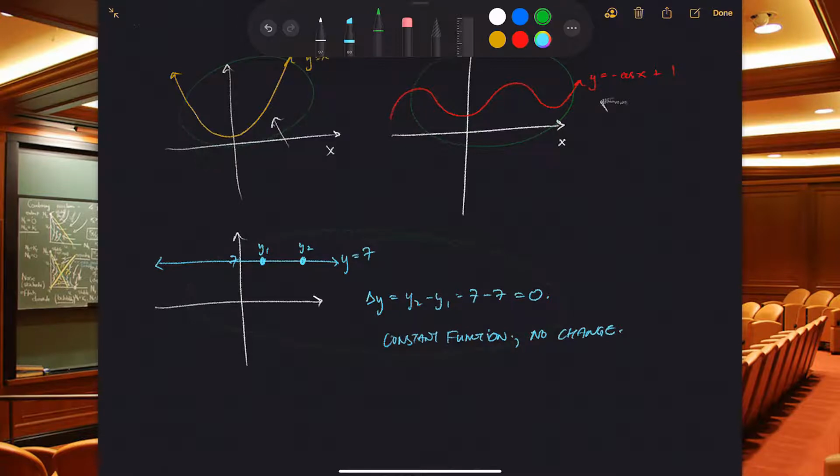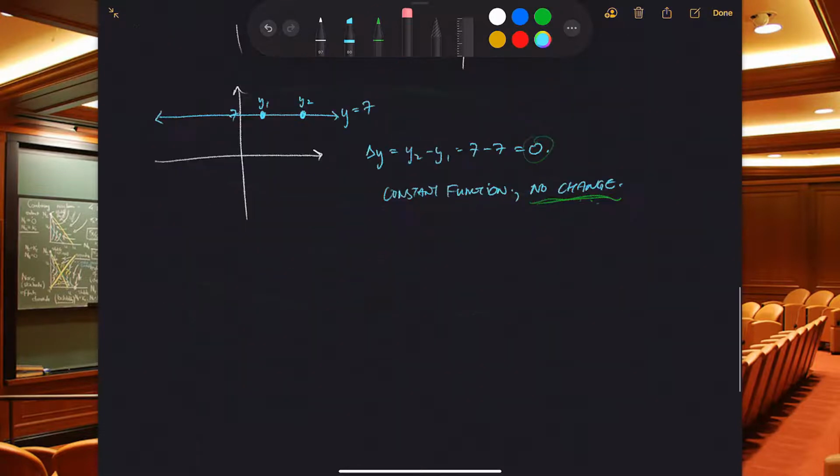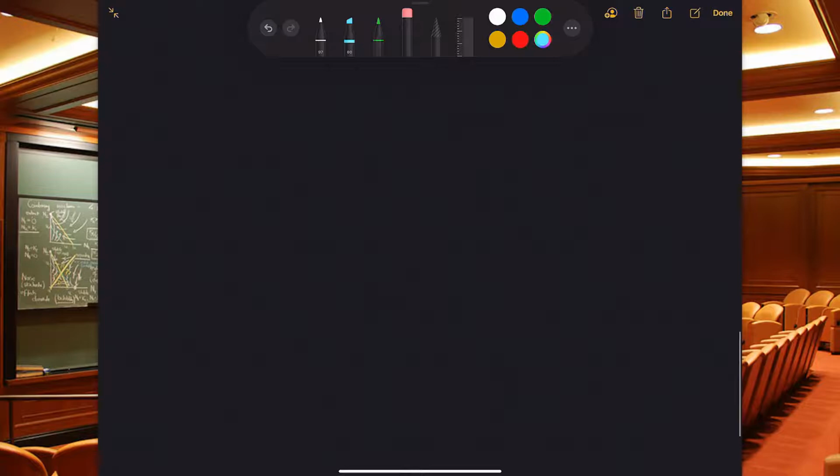Functions can have a constant rate of change that's not 0. And here we were talking about just change, not a rate. So what is this rate word that we just brought up?